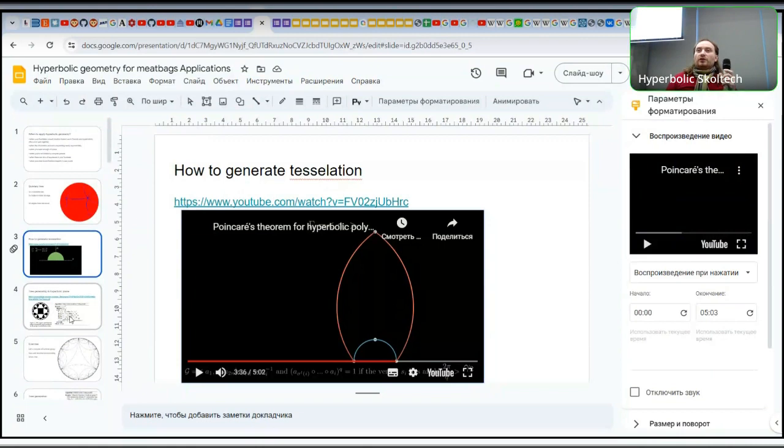So such tessellations exist? Yeah. For any discrete subgroup, there is a tessellation which has some fundamental domain, which is a polygon. Yeah. Right? As far as I know.